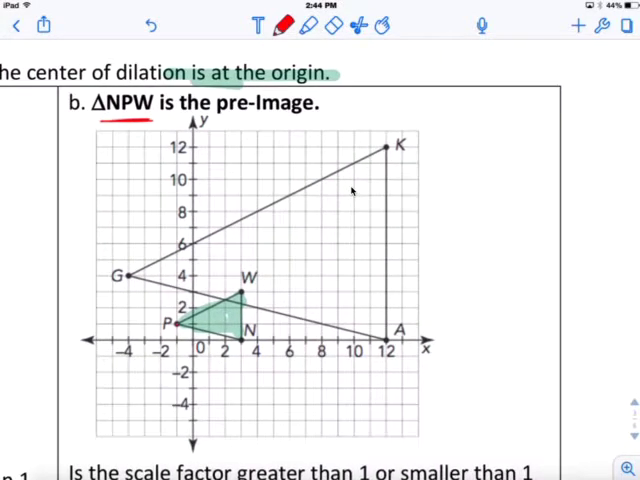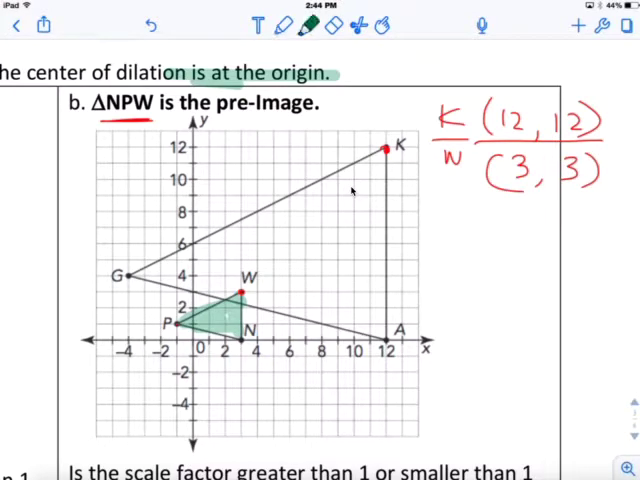Okay, let's take W. W corresponds to K. So the image is on top, so it's K over W, all right? The image is always on top, the pre-image is always on bottom. Okay, so that's 12, 12 over W, which is 3, 3. Well, 12 over 3 is 4, and 12 over 3 is 4, so the scale factor is 4.